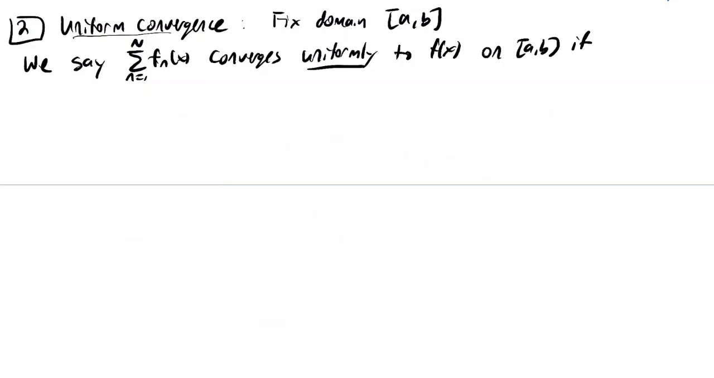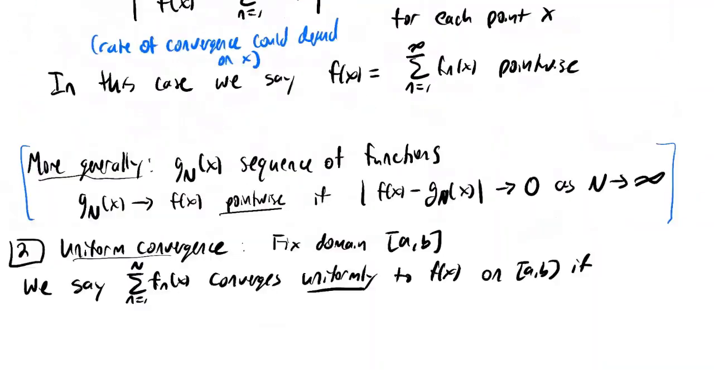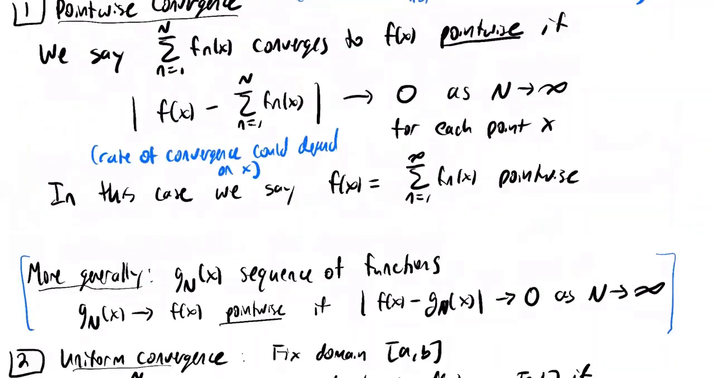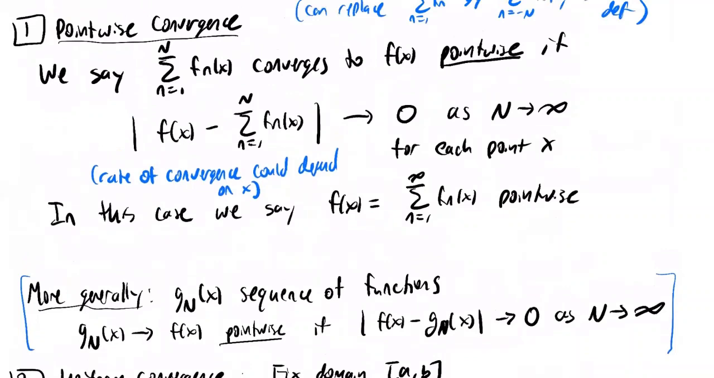if the following occurs. Well, here we're no longer going to allow the rate of convergence to depend on x. It's going to be very similar to this formula we have up here, right? Except uniform convergence is when the rate of convergence does not depend on x. So you have the same rate of convergence for every point. So it's a stronger notion of convergence.